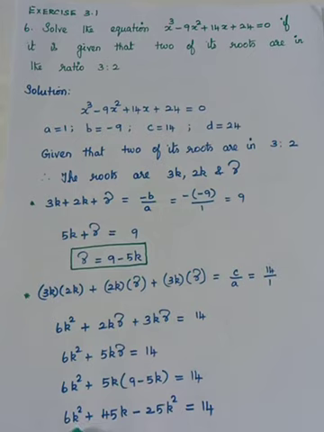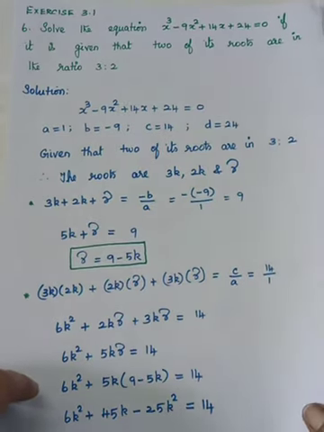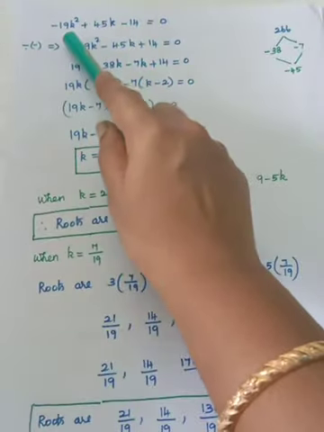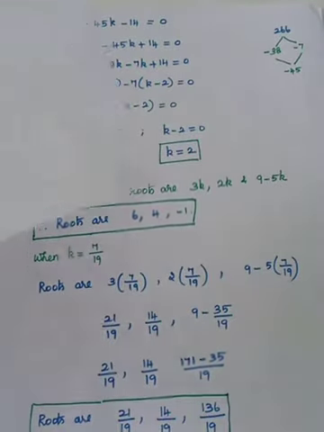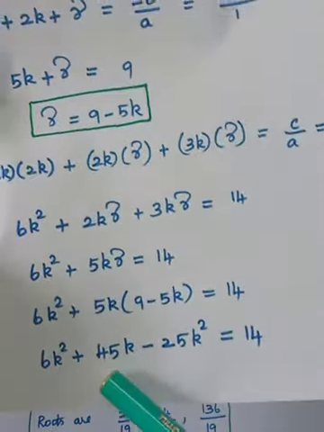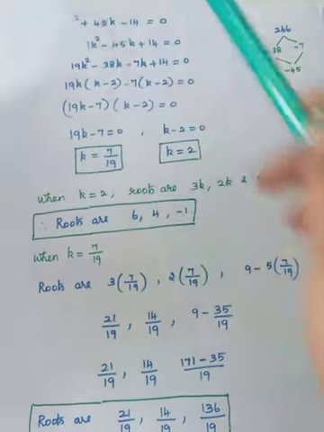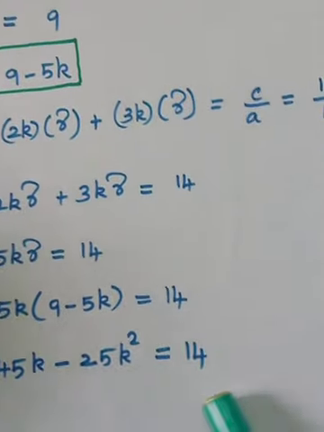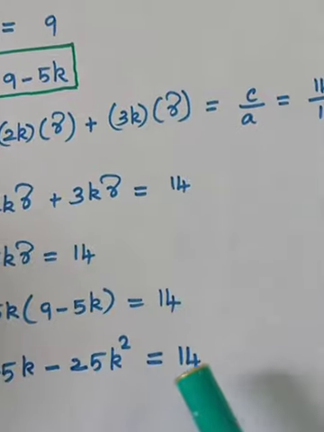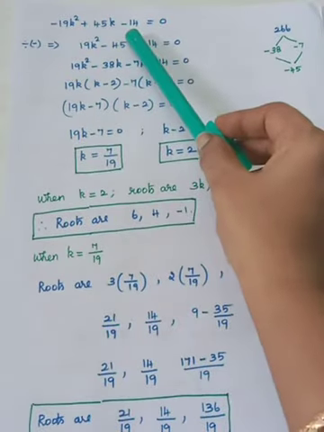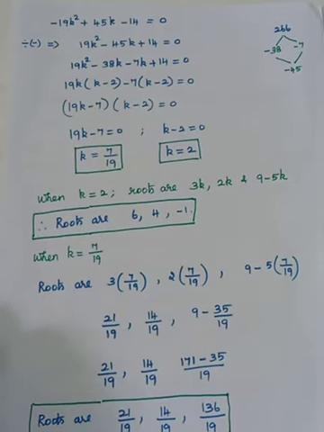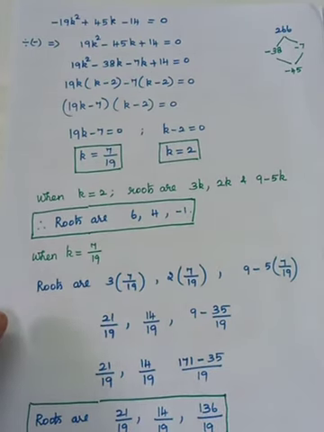So here you have 6k squared, here minus 25k squared. So when you calculate, it is minus 19k squared. Okay, so minus 19k squared. Next one, here you have 45k, so that 45k is written. And on the right side you have the constant 14. It has to be brought to the left side as minus 14. So you are getting a quadratic equation in terms of k. So minus 19k squared plus 45k minus 14 is equal to 0.